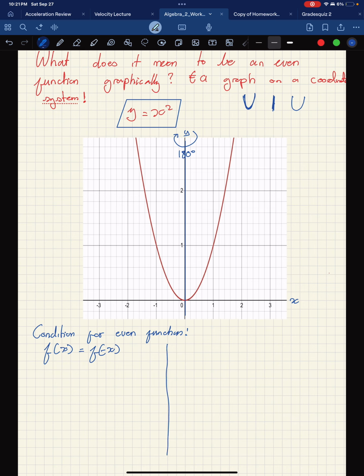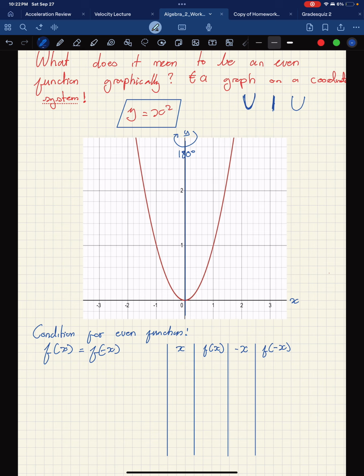We're going to use tables. All right? We're going to have a table of our x values, a table of our y values, or if you like, f of x values. And then we're going to have a table of our minus x values and of our minus f of x values. All right? So we need some numbers to work with.